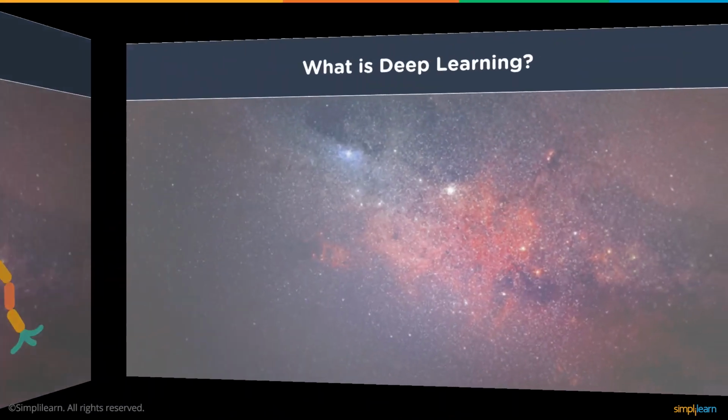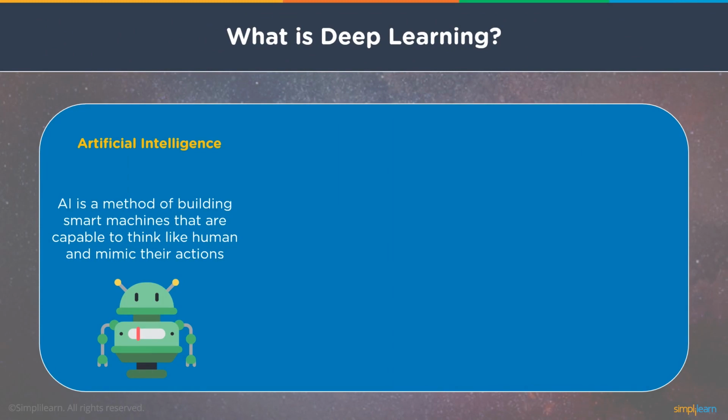So what is deep learning? Artificial intelligence, or AI, is a method of building smart machines that are capable of thinking like humans and mimicking their actions. Be careful with that definition. We're a long way from a human cyborg coming in and taking over.